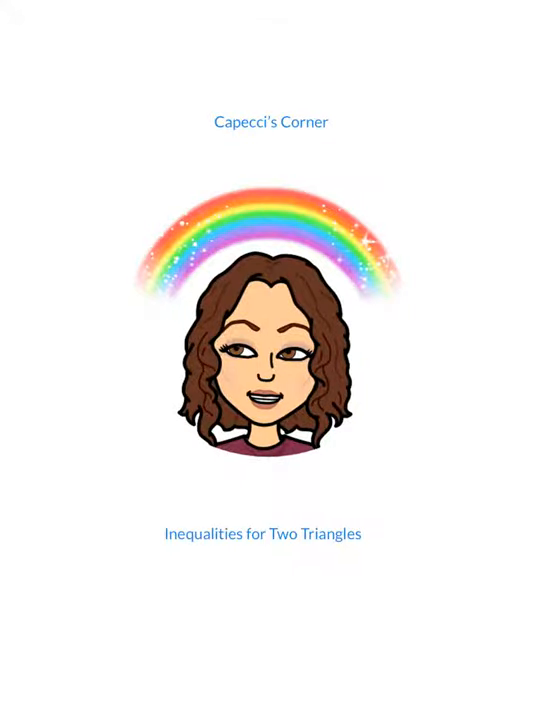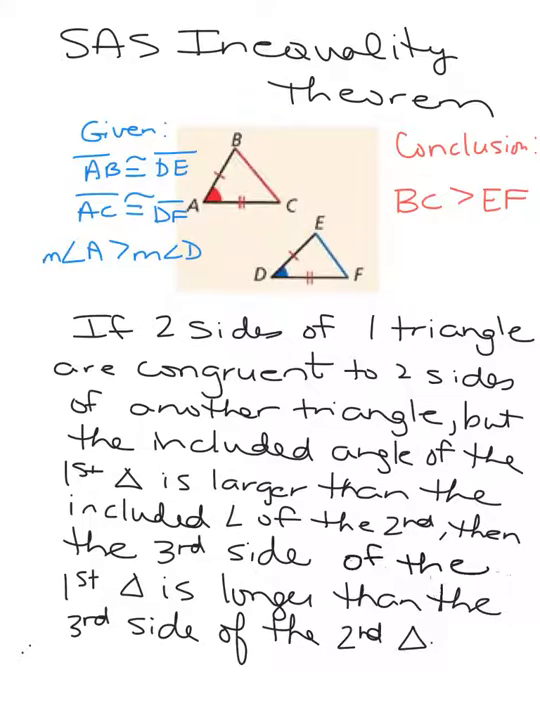Today on Capechi's Corner, we're going to look at inequalities for two triangles. Our first theorem today is called the SAS Inequality Theorem. Now, we have previously looked at congruency, and today we're going to look at inequalities. So let's look at the written part of it, and we'll go back and talk about the diagram.